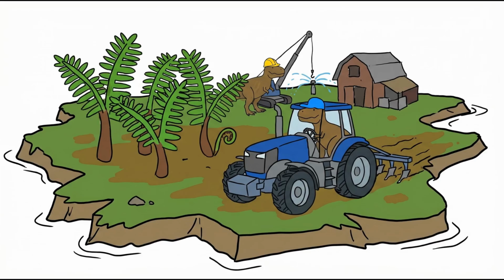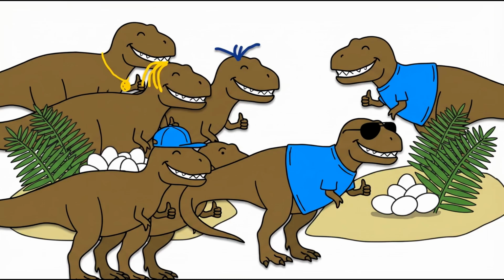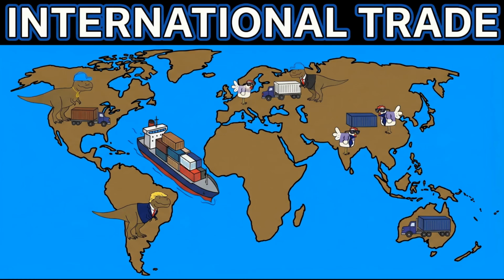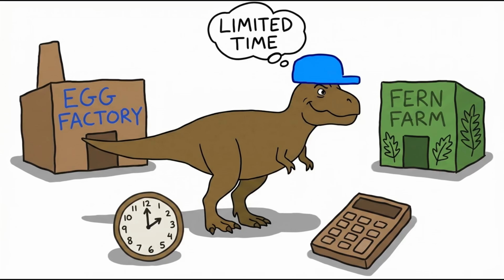International trade. Dinosaur Town is great at making eggs. Island next door is great at growing giant ferns. Neither has both. So they trade. Dinosaur Town send eggs across the water. Islands send giant ferns back. Both islands end up with more variety than before. That is international trade. It works because of comparative advantage.